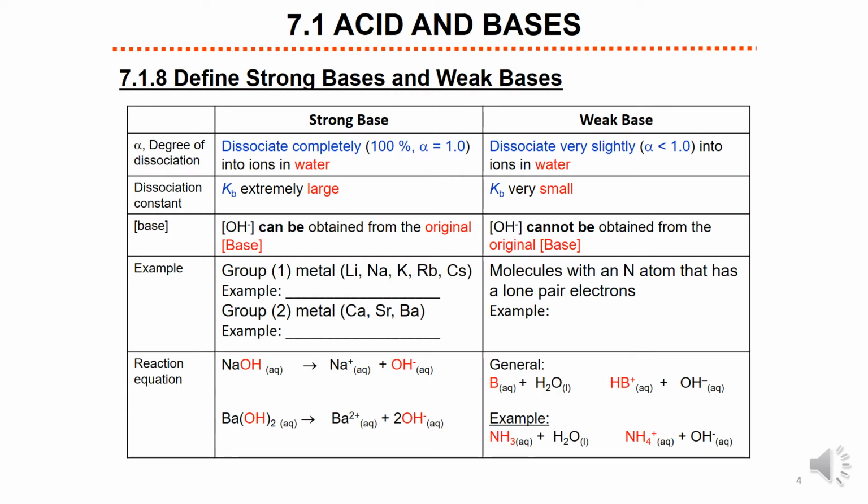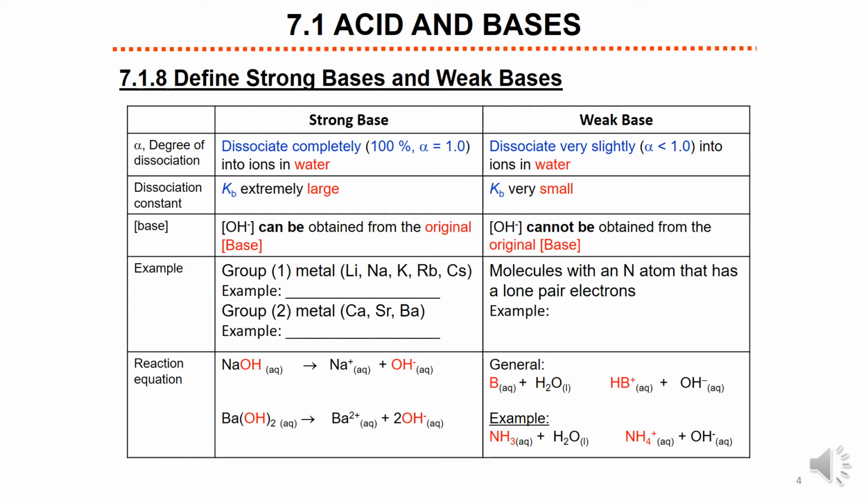Define strong base and weak base. This table shows the difference between strong base and weak base. Alpha, the degree of dissociation for a strong base, is 1, where it dissociates 100% into ions in water. For a weak base, alpha is less than 1, where it dissociates very slightly into ions in water. Dissociation constant Kb for a strong base is extremely large. For a weak base, Kb is very small.